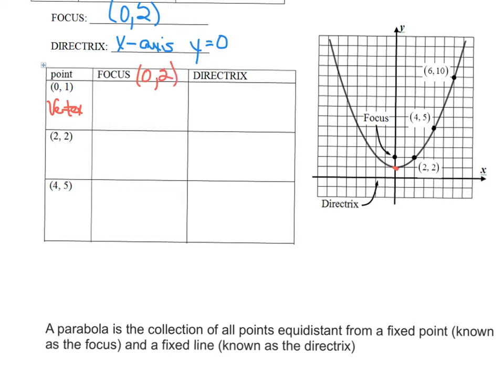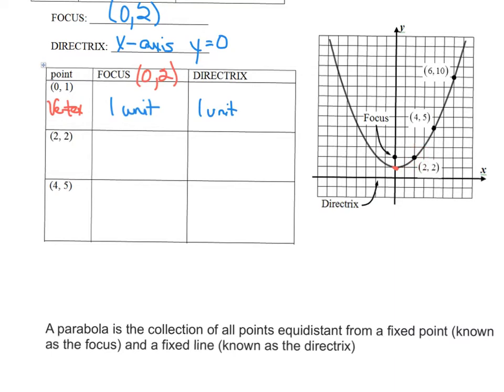And if I measure, I see that those 2 points are just 1 unit apart. So therefore, this distance is 1 unit. Now I'm also going to measure from that very same point, 0, 1, to the directrix. And I see that that distance is also exactly 1 unit. So far our definition looks good. The vertex is part of our parabola, and the vertex is exactly the same distance from the focus as it is from the directrix. Let's move to a different point on our parabola, 2, 2.